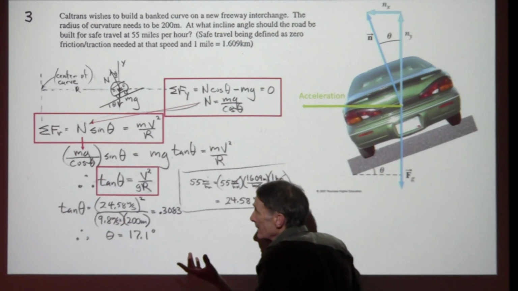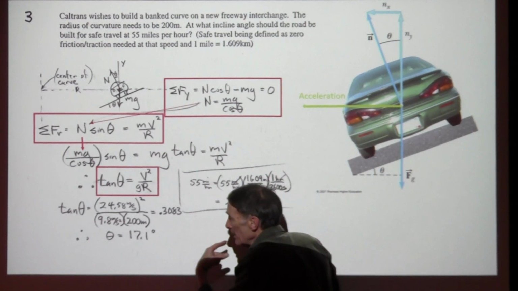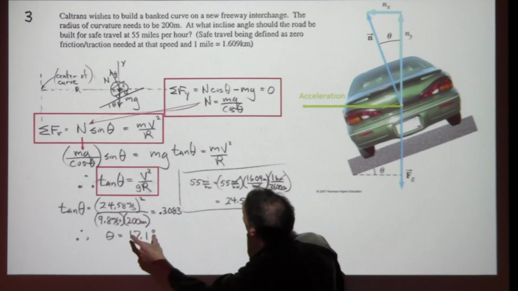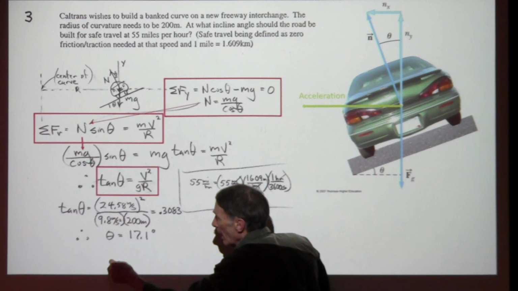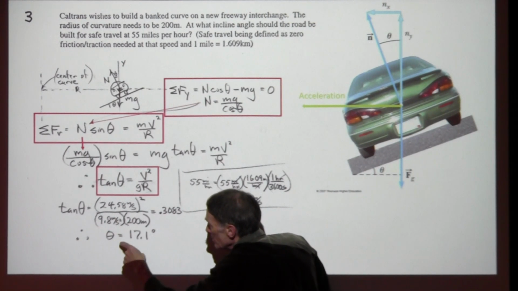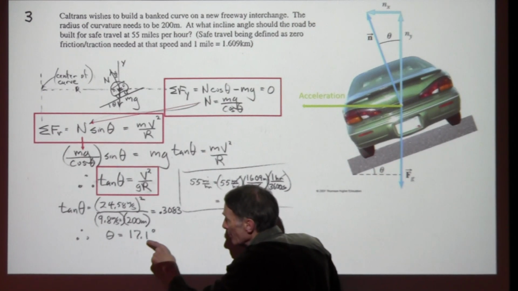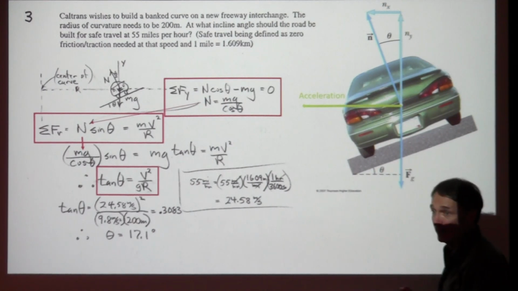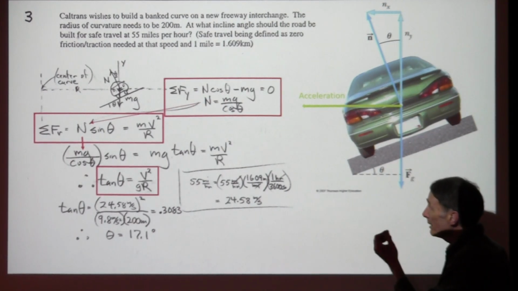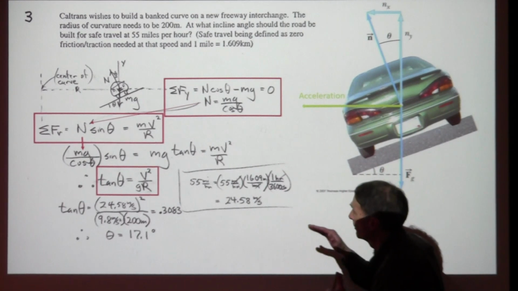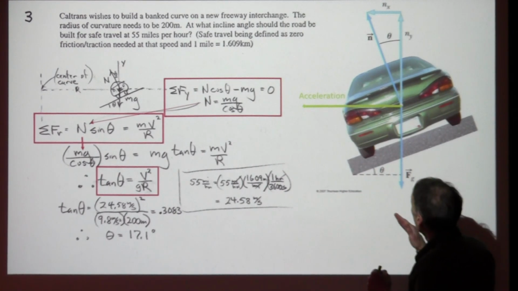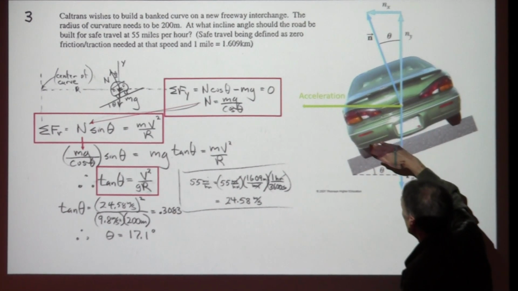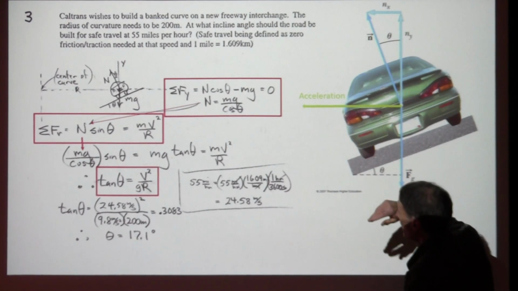So now we're prepared to calculate this for that particular speed, 55 miles per hour, and a 200 meter radius of curvature. We can get the tangent, and in turn get the angle, 17.1 degrees, and that's the angle we would bank. Now again, this is strictly for your vehicle traveling precisely at 55. There's no need for friction, so you can have icy conditions, and you should be able to stay in your lane and make the curve.